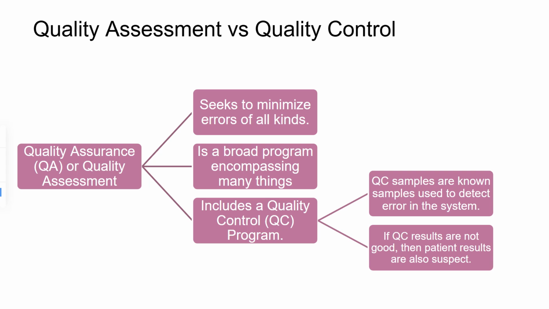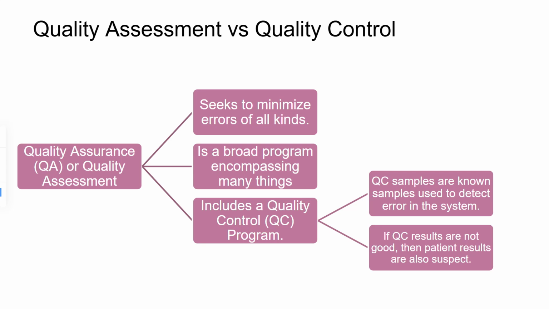So quality assurance looks at the big picture. How do we streamline the efforts of the laboratory? How do we get instruments properly functioning all the time, around the clock? How do we get accurate results reported, and how do we reduce errors everywhere in this organization of the laboratory? While quality control is a very specific part of quality assurance.